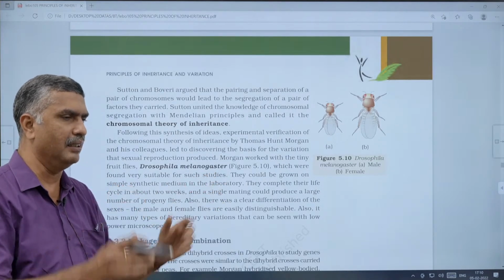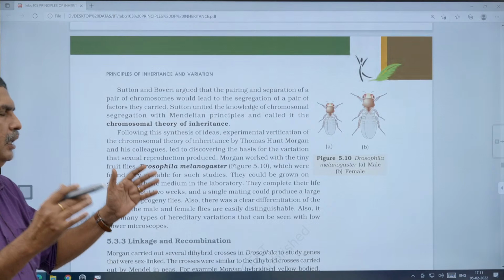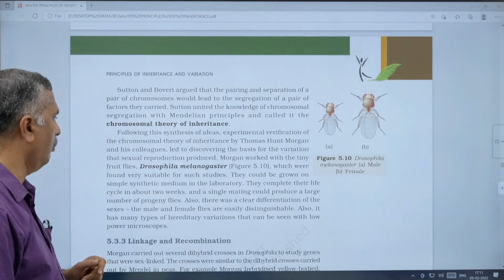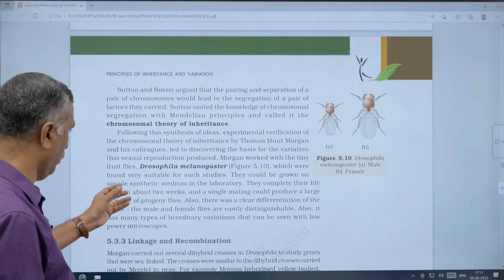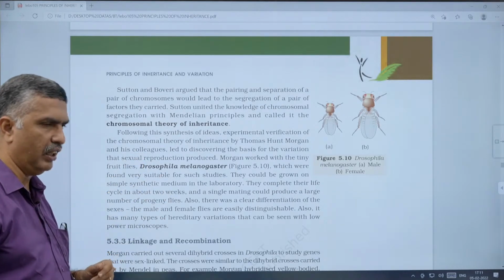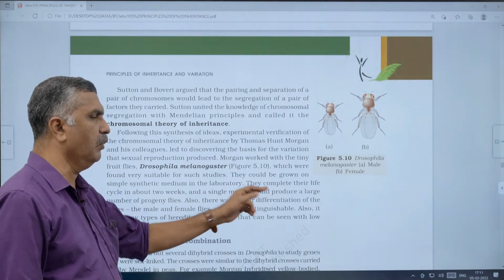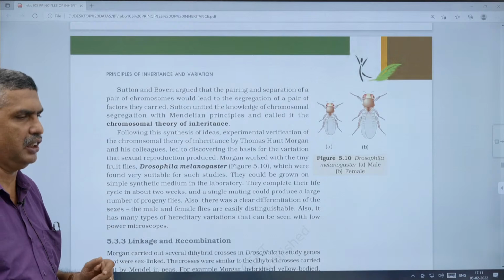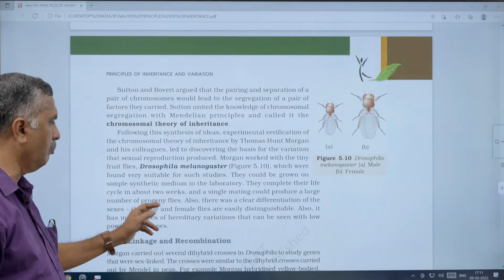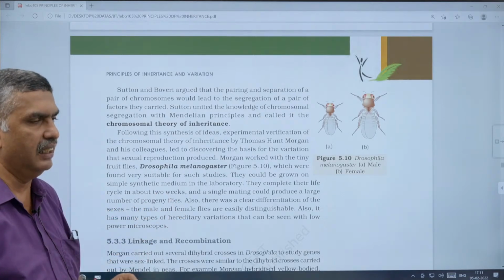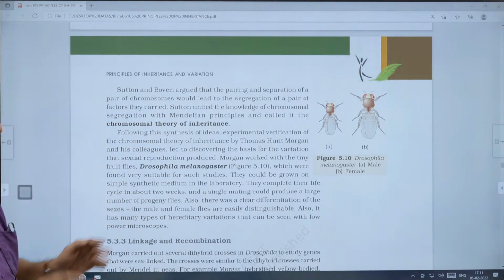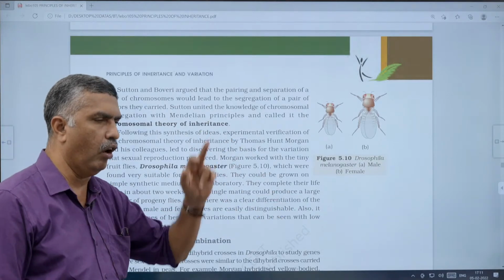But that is sampling. Sampling numbers are very huge. A single mating would produce a large number of progeny flies. Then there was also a clear differentiation of the sexes. The male flies are smaller and female flies are larger, so male and female flies are easily distinguishable.